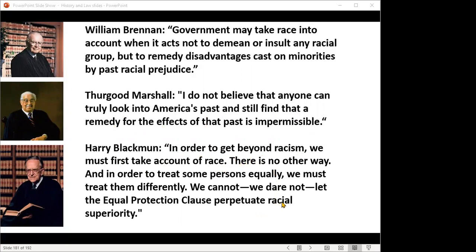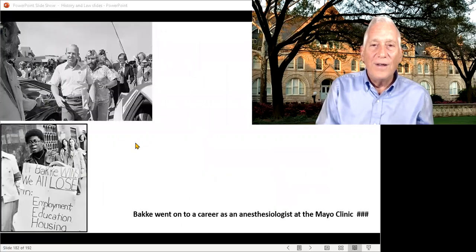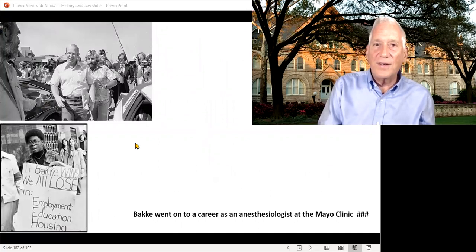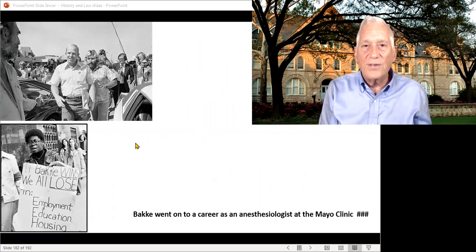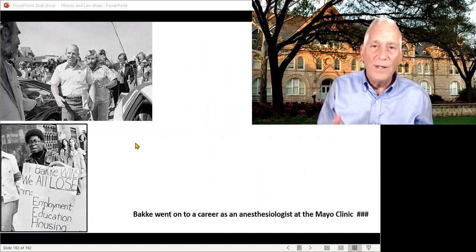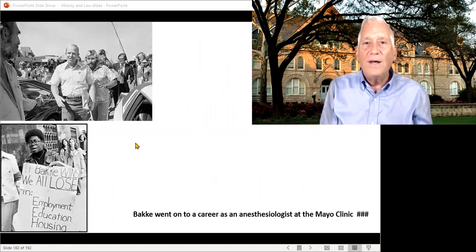And he said it was perverse. We dare not let the Equal Protection Clause, which was supposed to stop racial discrimination, we can't allow people to use the Equal Protection Clause to perpetuate racial superiority. Well, in the end, Bakke gets to go to the University of California because in this mixed decision, they did strike down the quota system. They said he was discriminated against based on his race because of the quota system. He's ordered admitted. He ends up becoming an anesthesiologist at the Mayo Clinic.